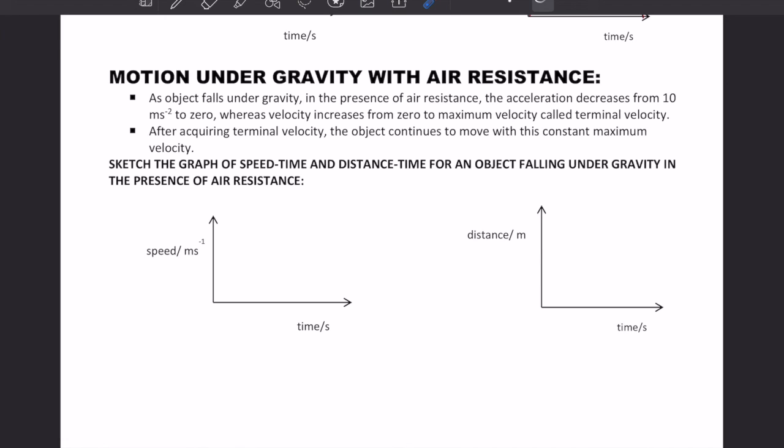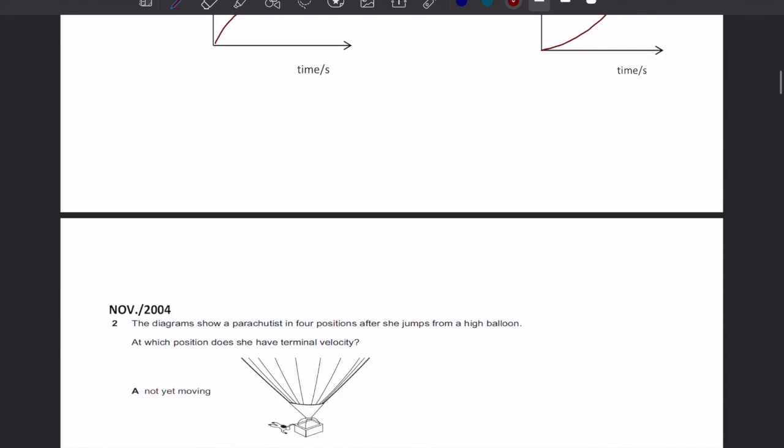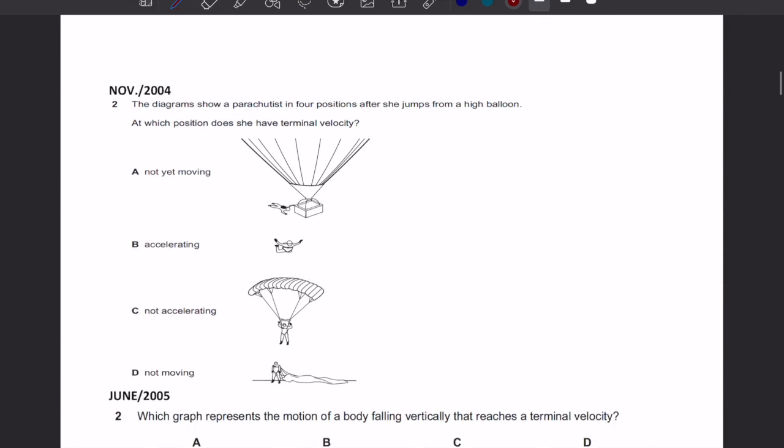Now we have to sketch a graph with air resistance. So if there is air resistance, the speed would increase at a decreasing rate, and then it will become constant, which is the terminal velocity. The distance would increase at an increasing rate because speed is increasing. And finally, it becomes a straight line. That's because the speed is constant, so the slope of the distance-time graph would become constant as well.